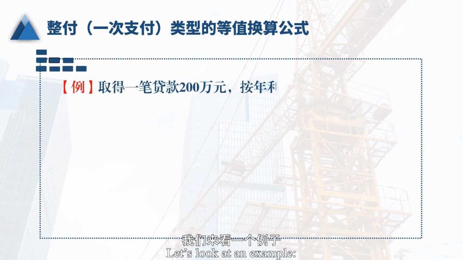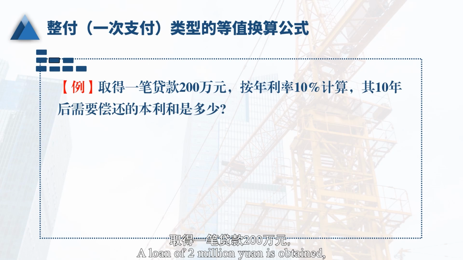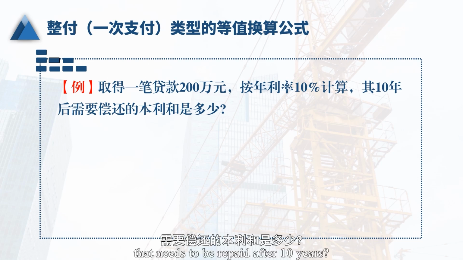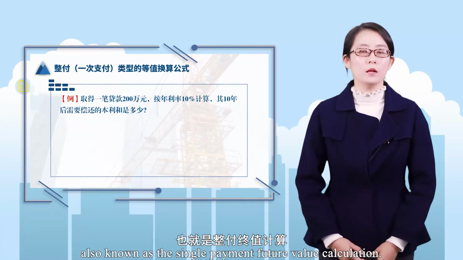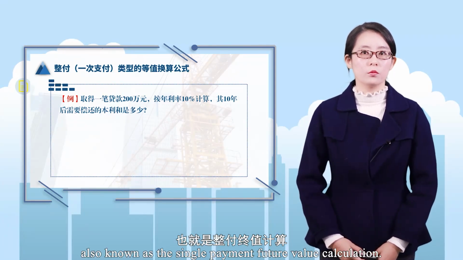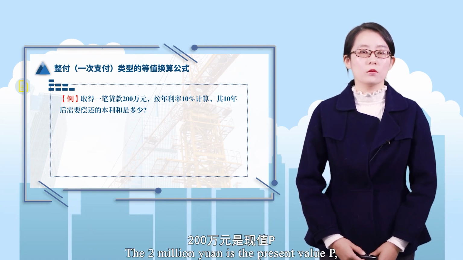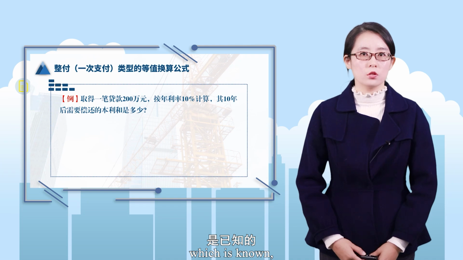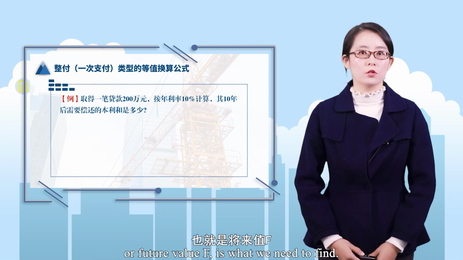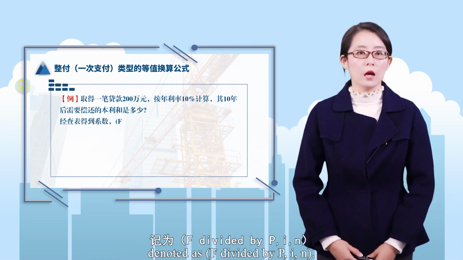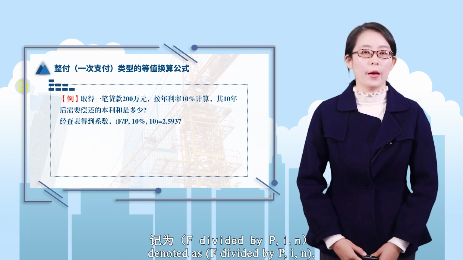Let's look at an example. A loan of 2 million yuan is obtained with an annual interest rate of 10%. What is the total principal and interest that needs to be repaid after 10 years? This is the calculation of the total principal and interest we discussed earlier, also known as the single payment future value calculation. The 2 million yuan is the present value P, which is known, and the total principal and interest, or future value F, is what we need to find, denoted as F/P, I, N.